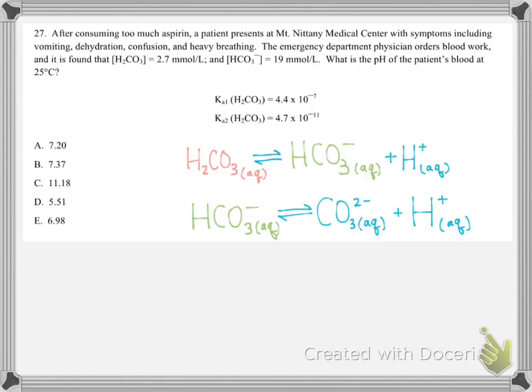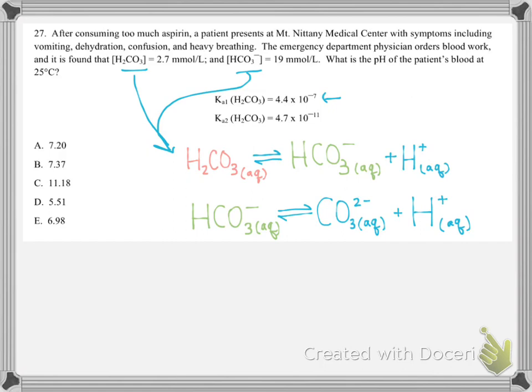So number 27, someone shows up at the hospital not feeling well, and they do blood work and measure the concentrations of carbonic acid and bicarbonate, and they want us to figure out the pH of that patient's blood. They give us 2 Kas, and so here I've expanded those Kas to show what they really represent, which is the sequential loss of protons. And so hopefully you can see that the equilibrium that has both of the molecules of interest here, that we're given information about, is the first equilibrium. And so we're going to use Ka1 to think about how those two are related to each other.